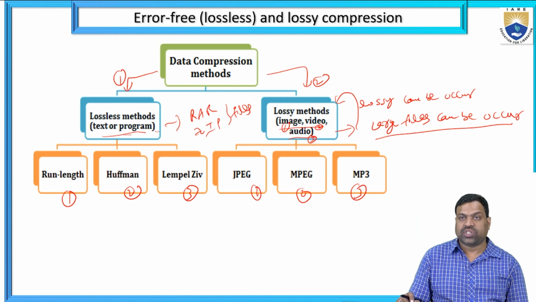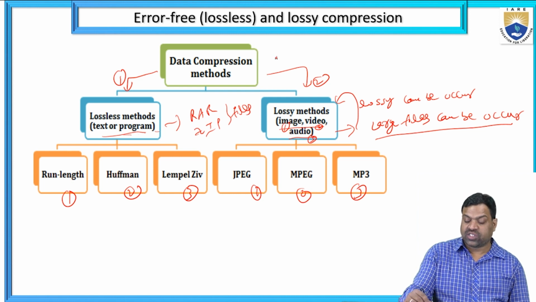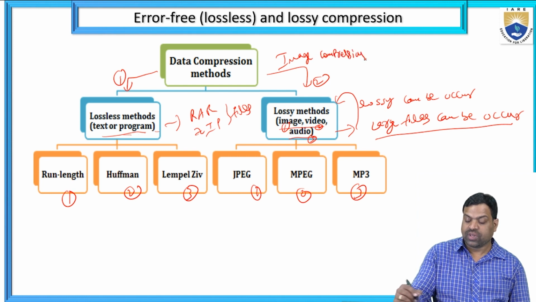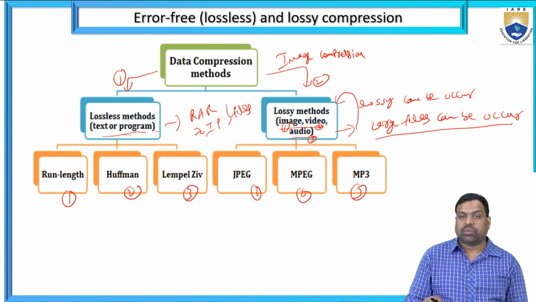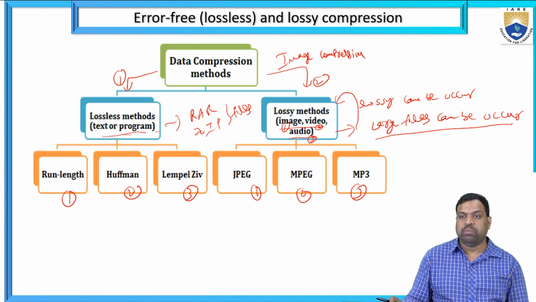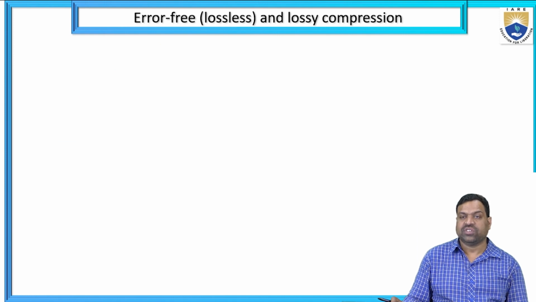Data compression methods. Data compression is also called image compression. These compressions are majorly two types: the lossless method, that is for text or program, and lossy methods, meaning image, video and audio. Lossless methods are three types: run length, Huffman, Lempel-Ziv. And lossy are three types: JPEG, MPEG and MP3.